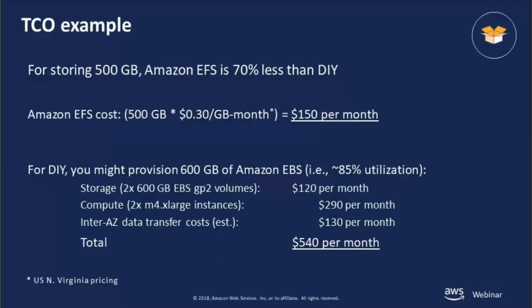So let's take a look at a simple TCO example. Say you're storing 500 gigabytes. Typically EFS in relation to that cost is roughly 70% less than a do-it-yourself approach. When you look at the storage that you need to provision, the compute and the data transfer cost associated with doing it yourself, you can see there's a substantial savings if you allow Amazon EFS to manage all of that hardware and all that infrastructure for you.